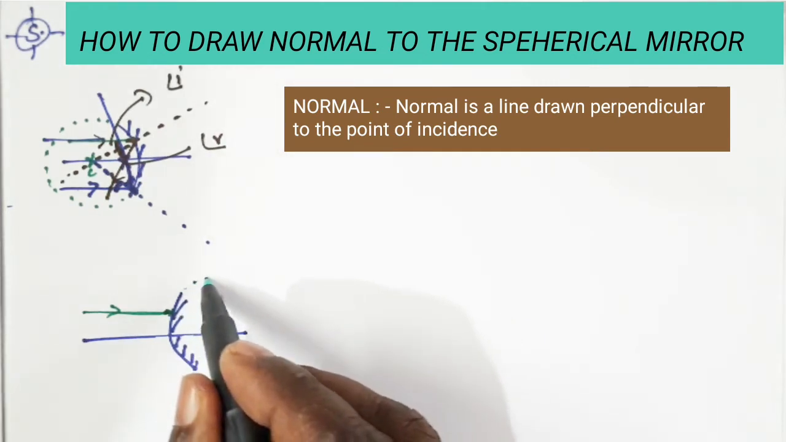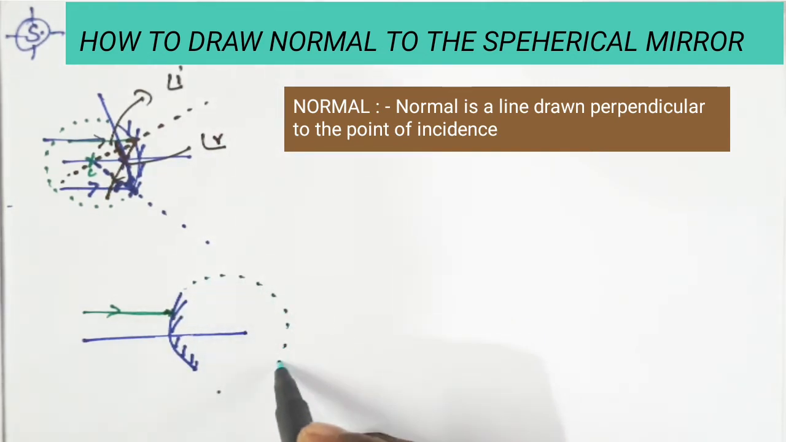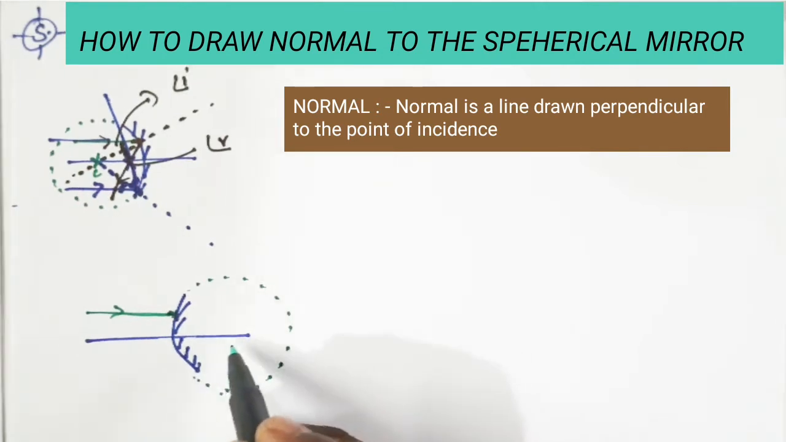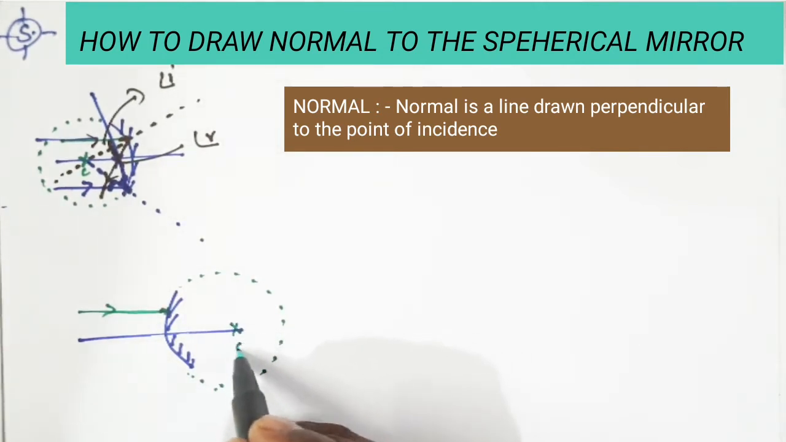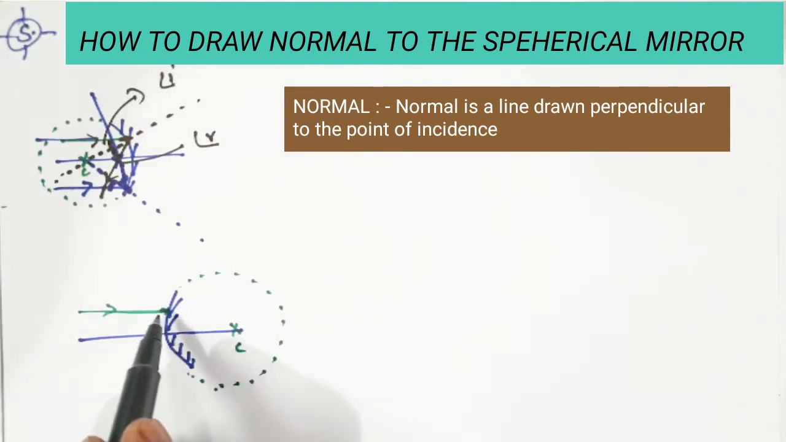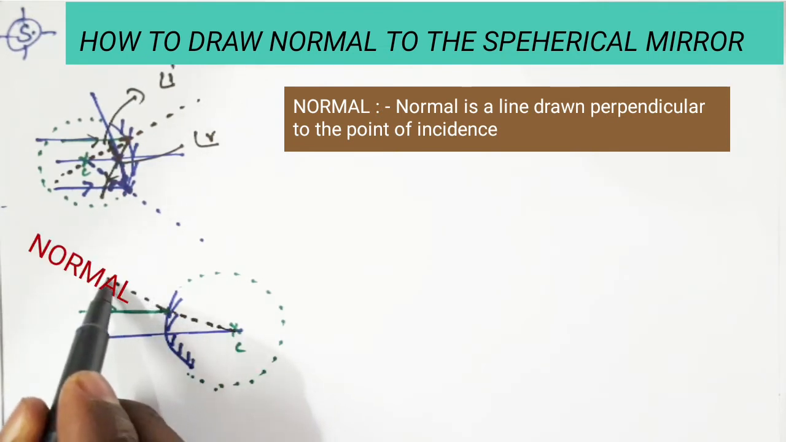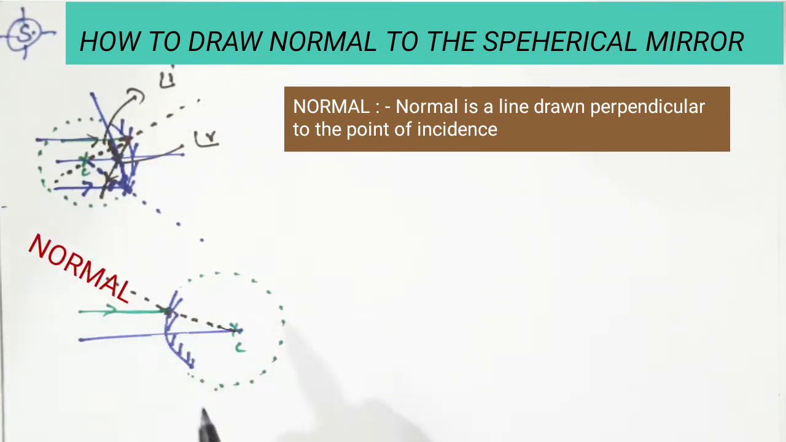For that, let me develop this into a sphere. If it is a sphere, here will be the center of curvature. Now I am going to draw the normal. To draw the normal at the angle of incidence, I need to draw a perpendicular line. Let me draw a perpendicular line in this. Yes, it is a perpendicular line to this incident point.